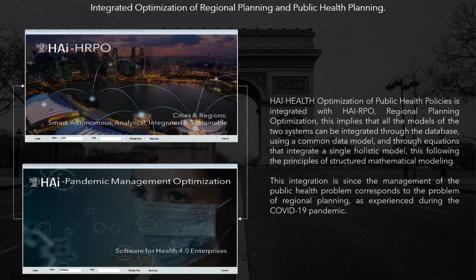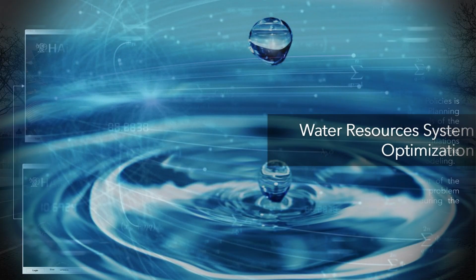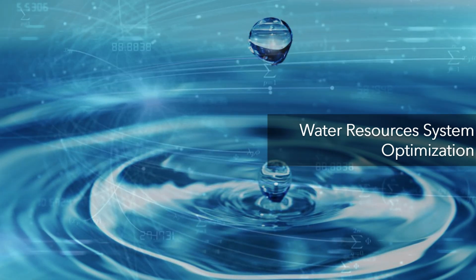Integrated optimization of regional planning and public health planning. HIGH HEALTH, optimization of public health policies, is integrated with HIGH RPO, regional planning optimization. This implies that all the models of the two systems can be integrated through the database, using a common data model, and through equations that integrate a single holistic model, following the principles of structured mathematical modeling. This integration is needed since the management of the public health problem corresponds to the problem of regional planning, as experienced during the COVID-19 pandemic.